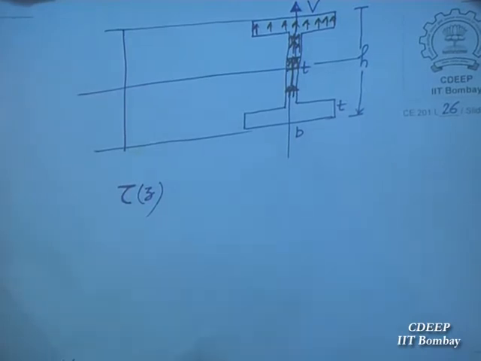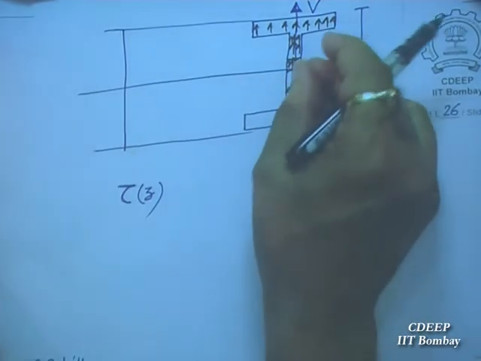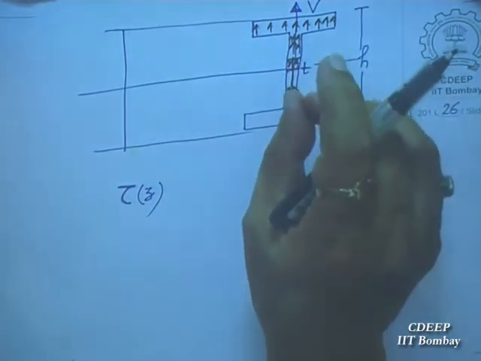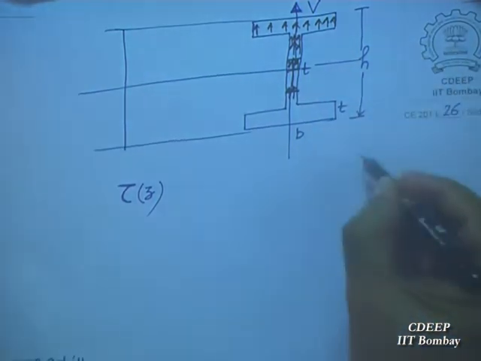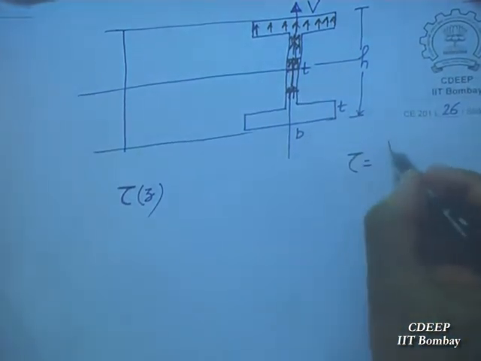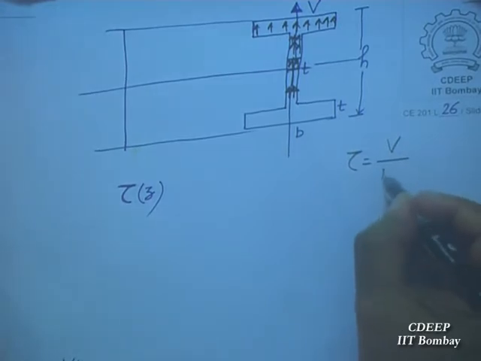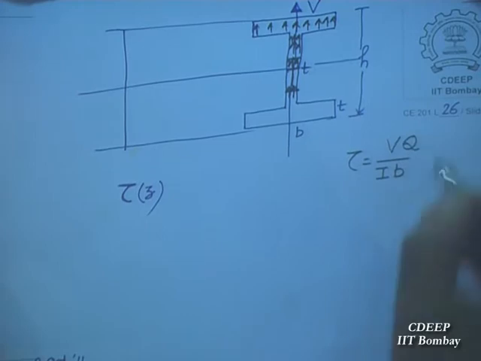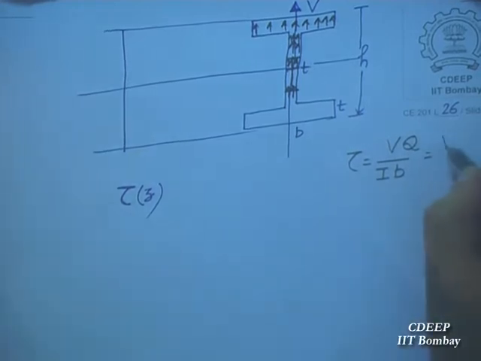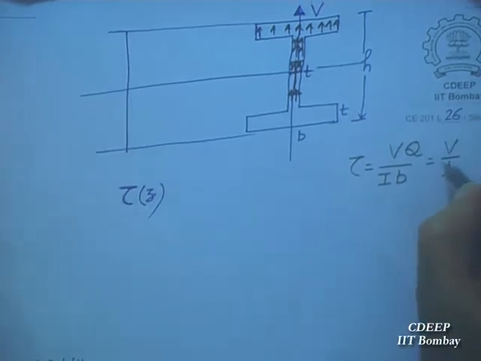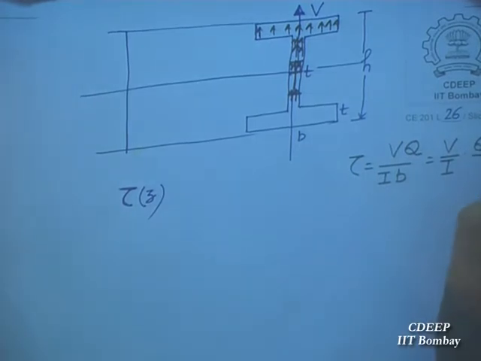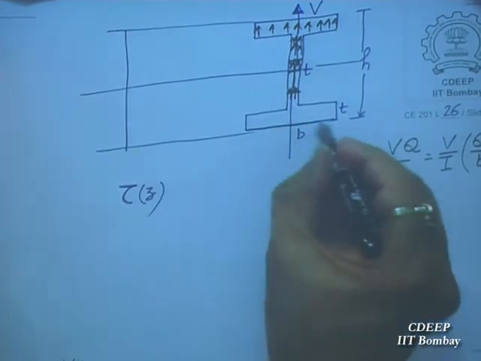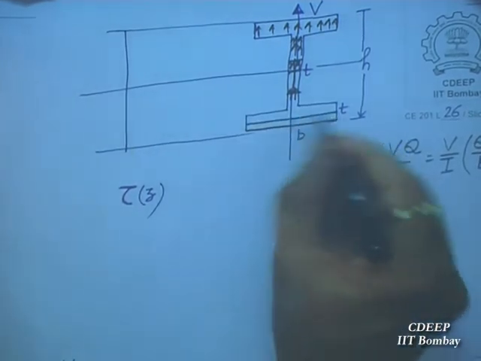Qualitatively, I will tell that here T is changing, thickness is changing. See, what is shear stress formula? Tau equal to V by I B into Q. Now here V is constant, I is constant, Q by B now will be changing. B is also changing. Width of the beam, here width of the beam is this much, here width of the beam is this much, here it is the same.